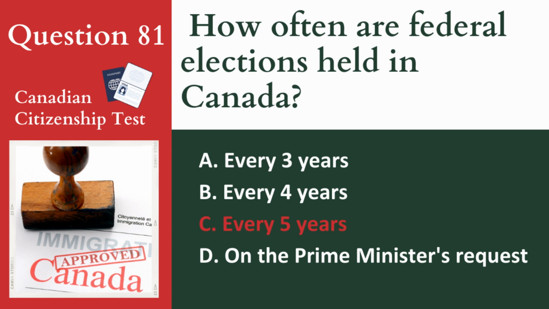Answer: C. Every 5 years. By law, an election is called at least every 5 years in Canada, but the Prime Minister can request the Governor-General to call an election at any time within that period.